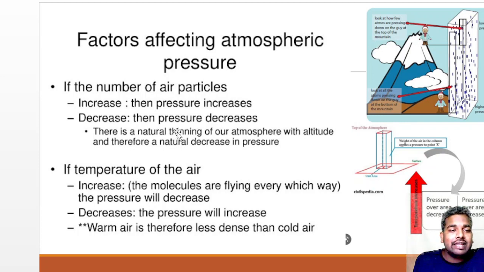So we can see that there is a natural thinning. At the top of the atmosphere, the molecules are not densely compact, but at the bottom of the layer the molecules are dense. If the molecules are dense, then the air pressure is going to increase. So there is a natural thinning of our atmosphere with altitude, because the intermolecular space between the molecules is not dense. Therefore, as you go up, the pressure is going to decrease.